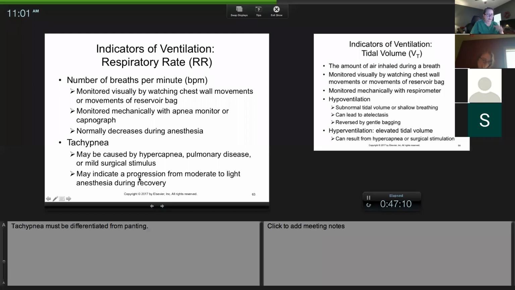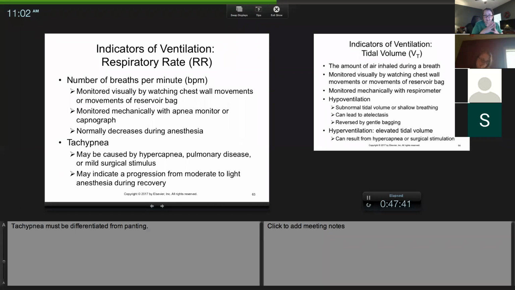Hypercapnia, okay, is a high CO2. If you have too much CO2, you're not breathing. So typically hypercapnia is caused from increased depth of anesthesia, like respiratory depression. How do you treat it? The way you get rid of CO2 is you can bag them, you can increase ventilation, but if you want them to fix it, you can turn down their anesthetic, or reverse agents so they start breathing more often.